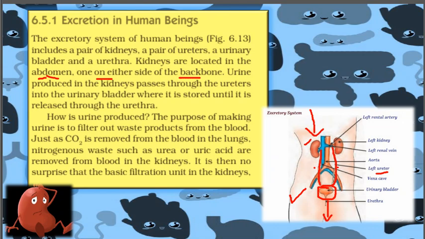Now the other question, that is, how is urine produced? Urine कैसे produce होता है? So what is the purpose of making urine? That is to filter out the waste products from the blood. So blood में से जो waste product है उसको filter out यानी कि बाहर निकालने हैं. Blood में से जो भी waste product है उसको बाहर निकालना है. So the purpose of making urine is to filter out the waste products from the blood.